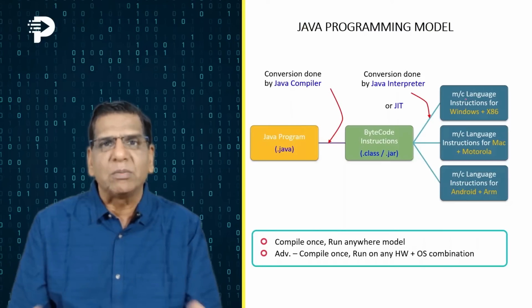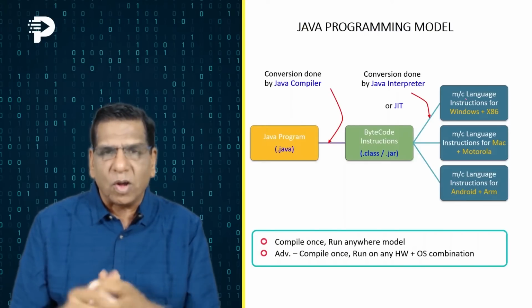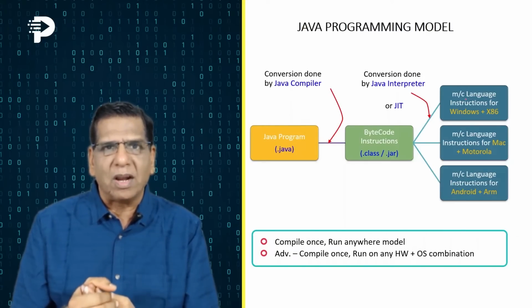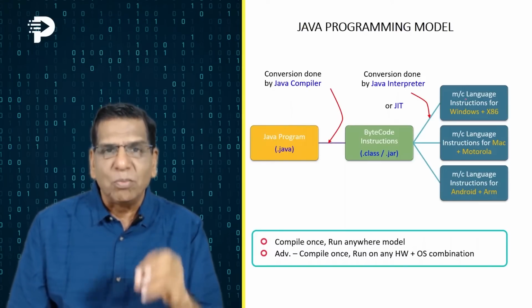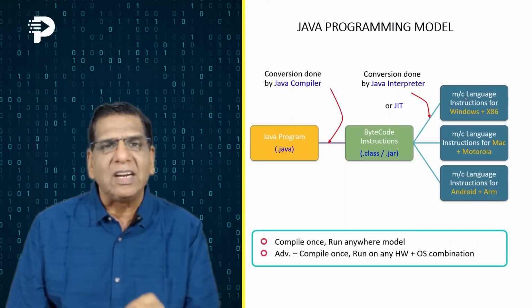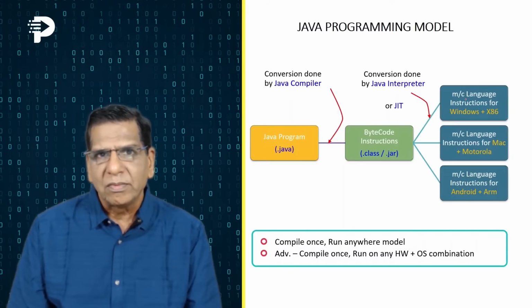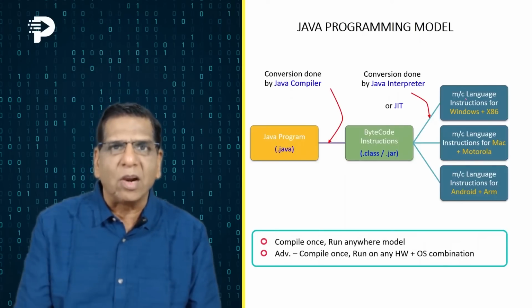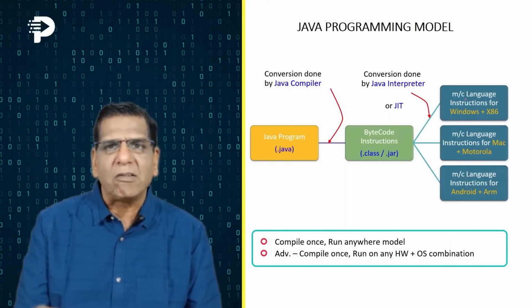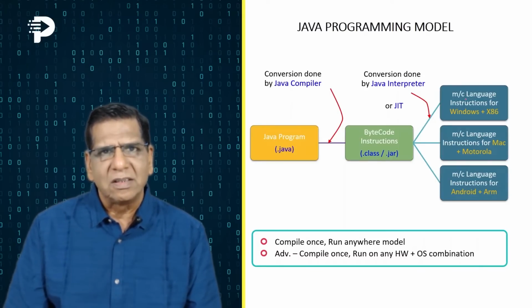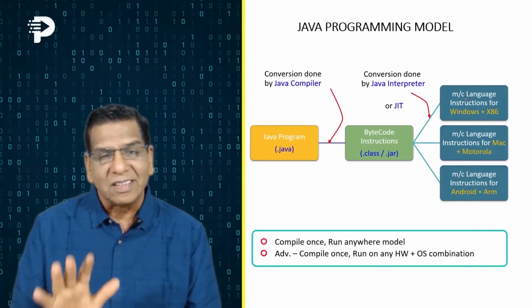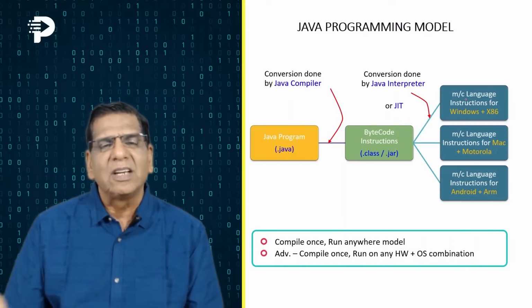is true about the Python programming model. Or for that matter, C# programming model. Means all the modern languages have understood the importance and the advantage behind creating the intermediate language code. In case of C#, it's known as IL code or intermediate language code. In Java parlance, the same is known as the bytecode instructions. These are not human readable instructions. They are not machine language instructions. They get converted into machine language by the Java interpreter.